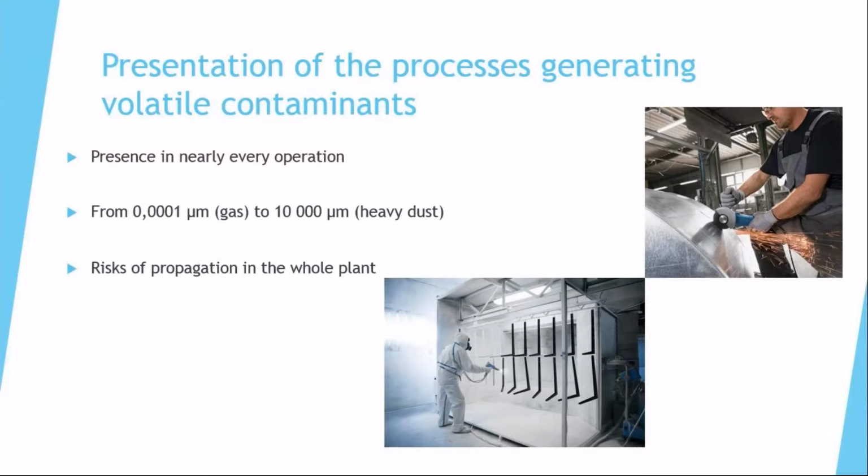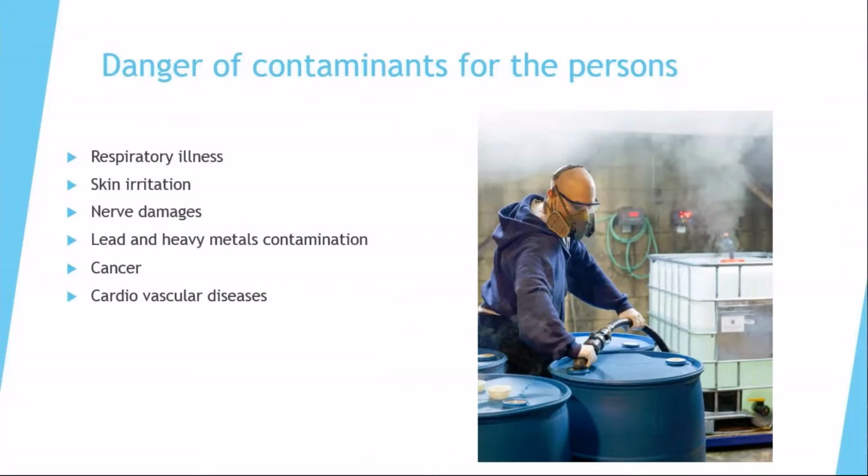And this kind of particles will be present mainly in your processing area, but will disperse itself in the whole plant with a risk of propagation that is really high for the smaller particles, but is existing for the heavier ones. So this kind of volatile contaminants generate risks first for the persons, and this is what we're going to see right now. The danger of the contaminants for the persons.